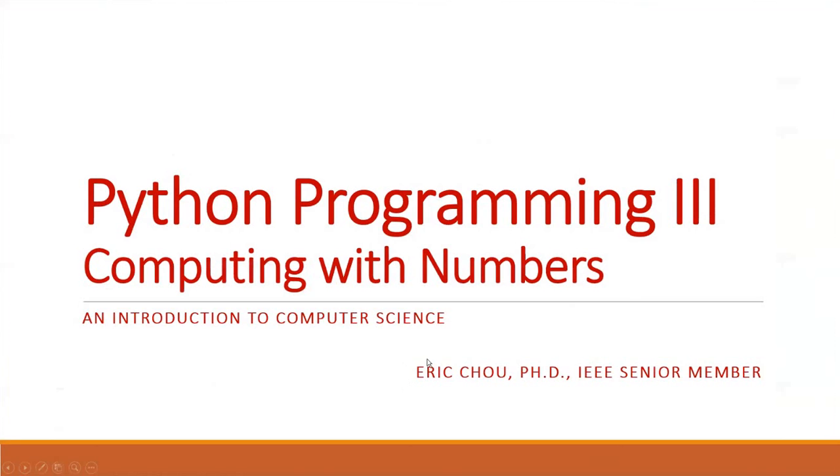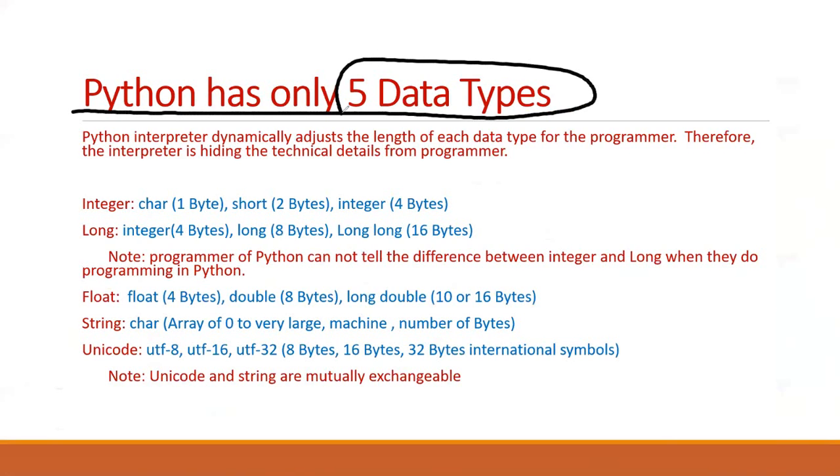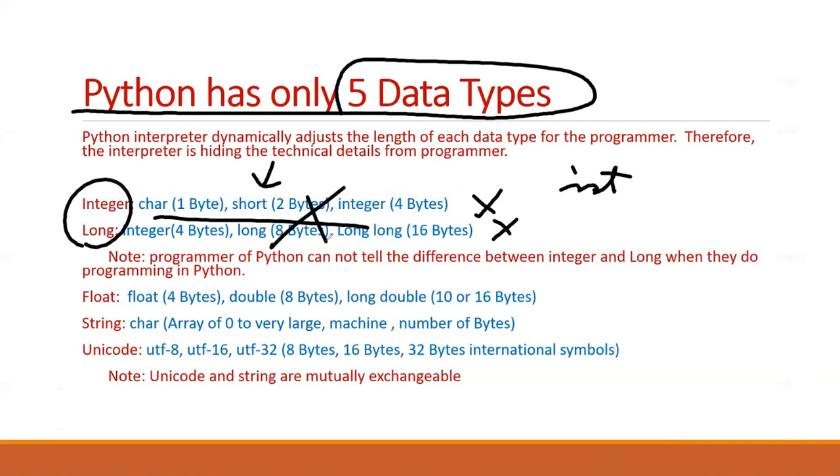Because you have done the math for Python, this one should be easy. Okay, here it says Python has 5 data types. This is from the textbook. It says Python has only 5 data types: integer, long, float, string, Unicode. In fact, Python only has integer, and long is actually the same. Python only supports integer, but integer can be any size. These are the definitions of other languages, not Python. And Python only has float.